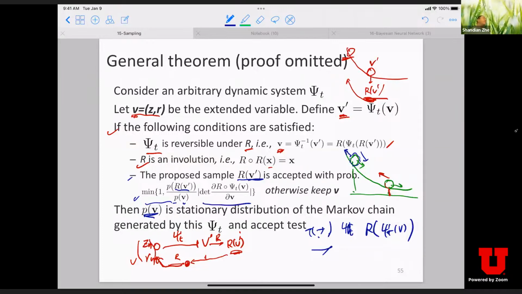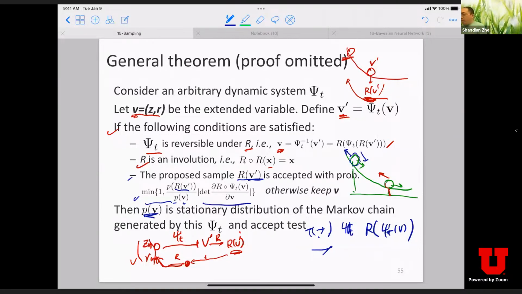Does it make sense? Are we on the same page in understanding this theorem? I'm just talking about the theorem. I'm not talking about how to prove that. Again, you are not required to prove this, but if you're interested, you can take a look at our reference. It's not hard, but you need to take care of something.